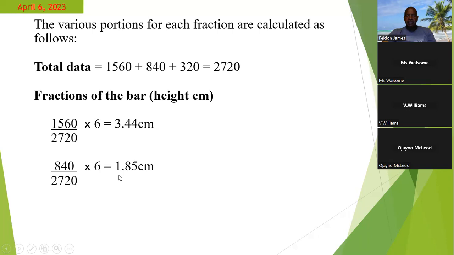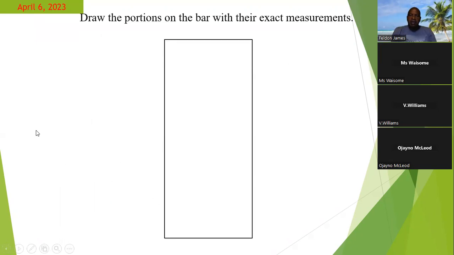Do the same calculation down here. So the height of the bus method of transport, we put the data for the bus over the total times 6 centimeters. So the height of this bar would be 1.85 centimeters. And here also for the private motor, we have 320 from the data. So we put that as a fraction of the total times 6, which is the height of the bar. We get a height for that portion of 0.71 centimeters. All right, so this would be our bar.